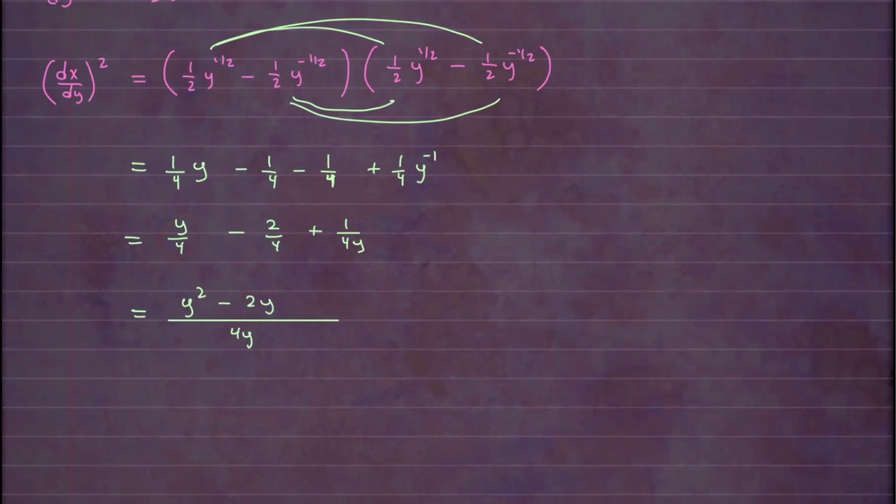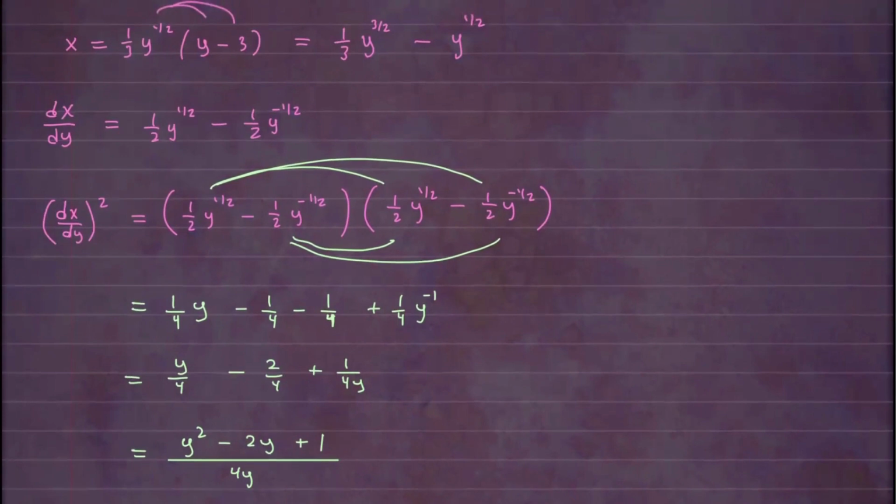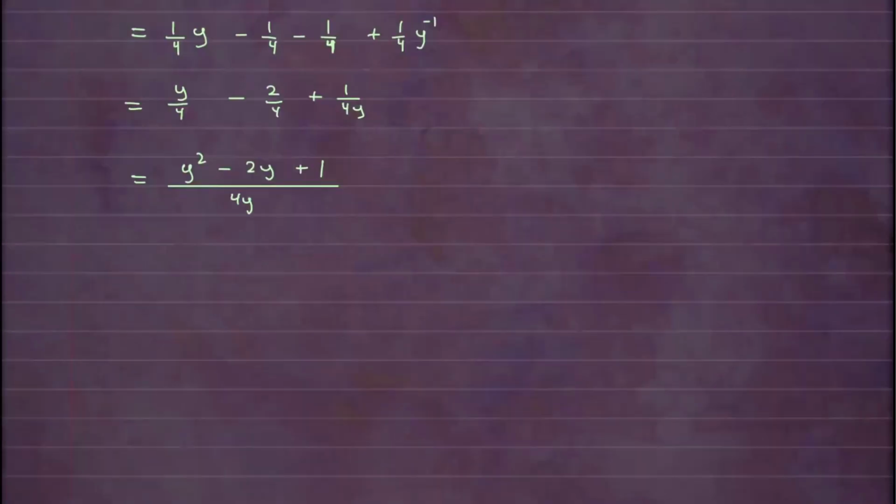And the last term, I already have a 4y, so I don't need to multiply by anything. So I put them in this form because you'll see it'll look nicer when you plug this into the integration. So that is the (dx/dy) squared term. Now we need to add 1 to that term and then take the square root. So let's go ahead and do that.